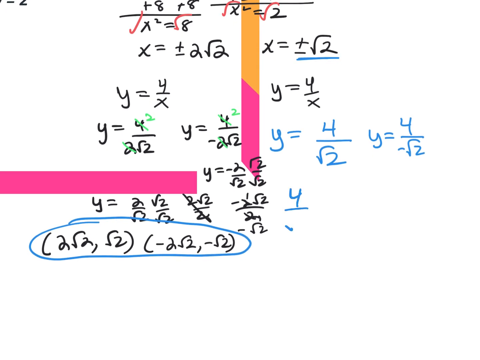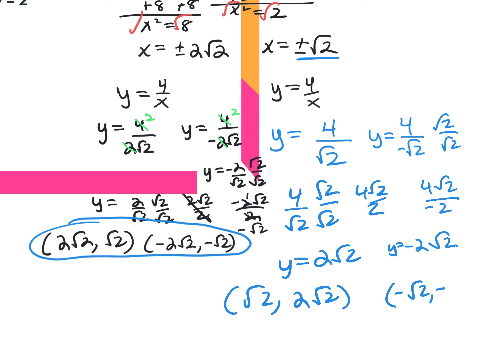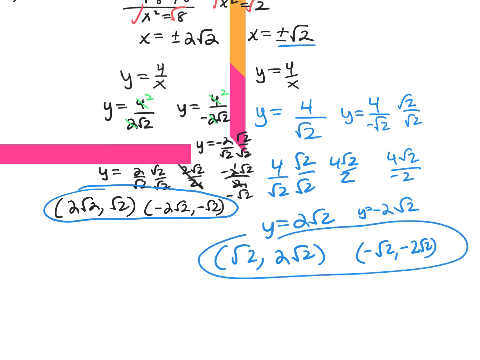Again, I've got to rationalize this. 4 root 2 over 2 simplifies to 2 root 2. Same thing here when I rationalize. It'll simplify. So 4 root 2 over 2 simplifies to negative 2 root 2. And again, these are the y values. So the x values that went in were positive root 2 and negative root 2. So I have 4 solutions here for number 10. Now I'll do number 11.